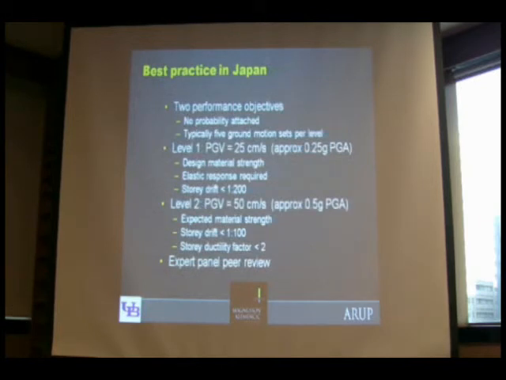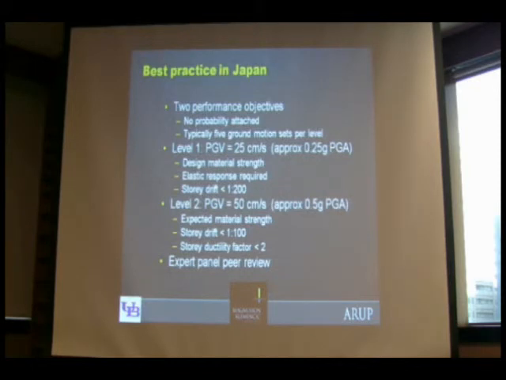So in Japan, they make use of two performance objectives, and the performance objectives are tied to levels of what we call peak ground velocity, which is a ground motion marker that's really only used in Japan to my knowledge. But for all intents and purposes, you can say their level 1 check is associated with a peak ground acceleration of 0.25 g, and their level 2 check is associated with a peak ground acceleration of 0.5 g. And you can see for each of these levels that there are different performance requirements.